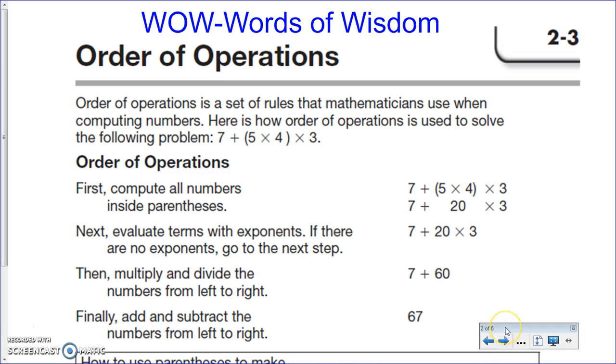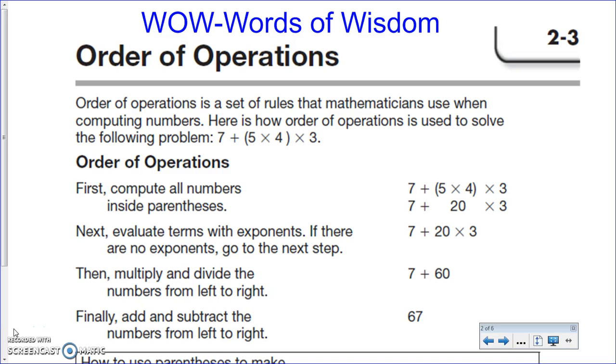Order of operations is a set of rules that mathematicians use when computing numbers. Here is how order of operations is used to solve the following problem: 7 + (5 × 4) × 3. First, compute all numbers inside the parentheses. So in this case, 5 times 4 is 20. So now we have 7 + 20 × 3.